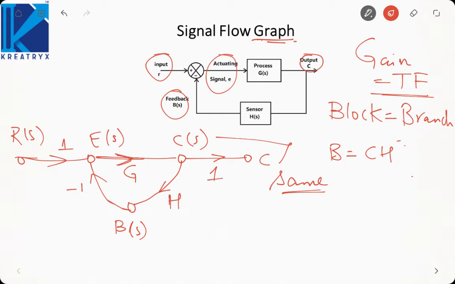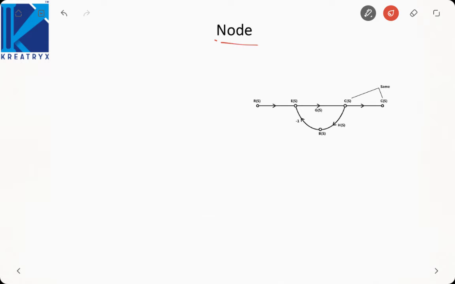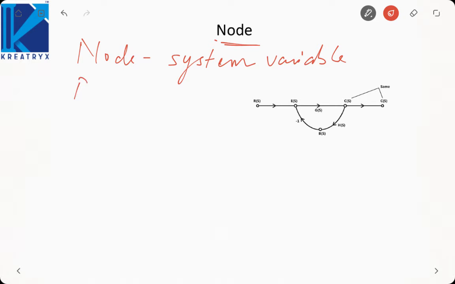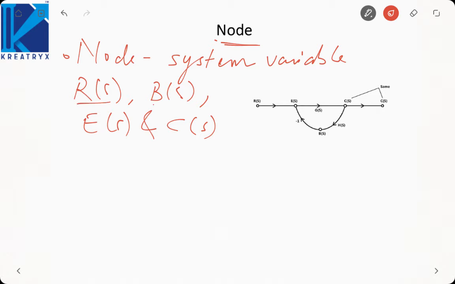So let us see first of all in signal flow graph what are the terminologies that we use and what they mean. First term that we use is called a node. So basically a node represents a system variable. How many nodes are here? R(s), B(s), E(s) and C(s). These are the 4 nodes in our system. Each one is representing a system variable or a system signal. There is a signal in the system which is being represented by a node.